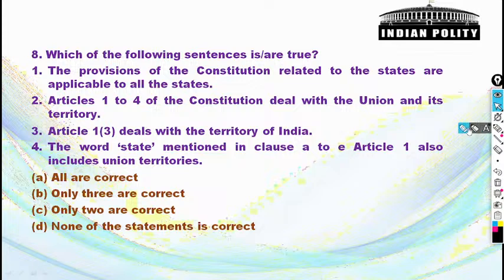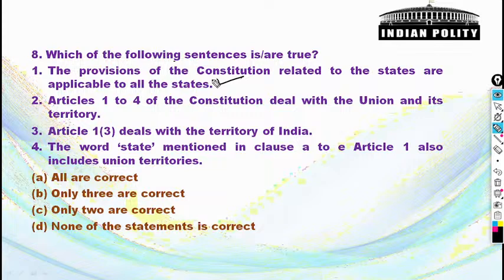So the first option is correct, because after the reorganization of Jammu and Kashmir, the provisions of the Constitution related to states are now applicable to all states. Before 2019, the provisions of the Constitution or any acts made by Parliament were not directly applicable to Jammu and Kashmir. They had a different constitution, their own constitution, and their own flag. So they were governed under their constitution, although they had an obligation to the Indian Constitution. Now the provisions are equally applicable to all states.